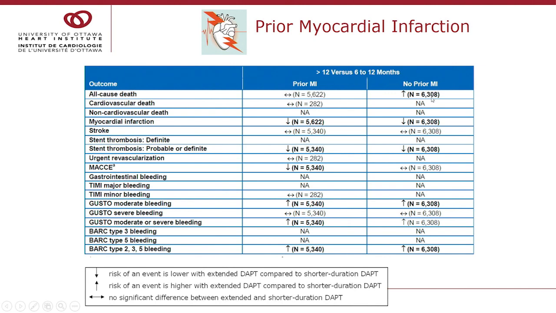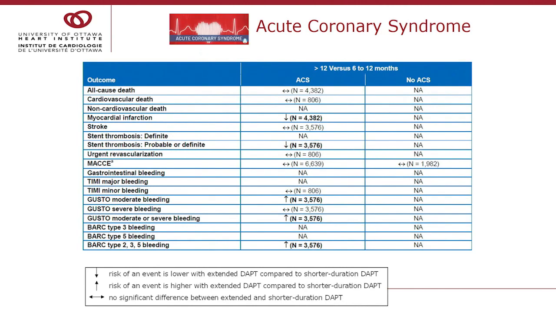When we go to the no prior MI group, so the patient subgroup that did not have a previous MI, there was actually an increase in all-cause death, but again, a corresponding decrease in MI, a decrease in stent thrombosis, with a corresponding increase in bleeding, whether it be the GUSTO definition or the BARC definition. So that's what happens in the subgroup of people with prior MI.